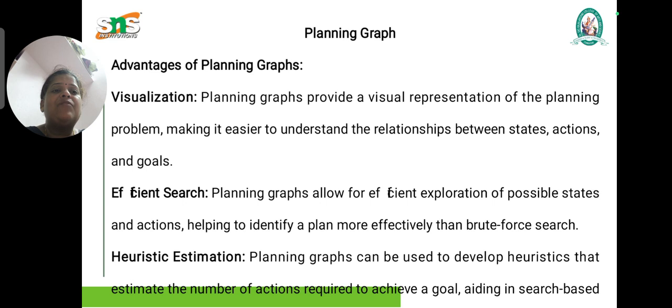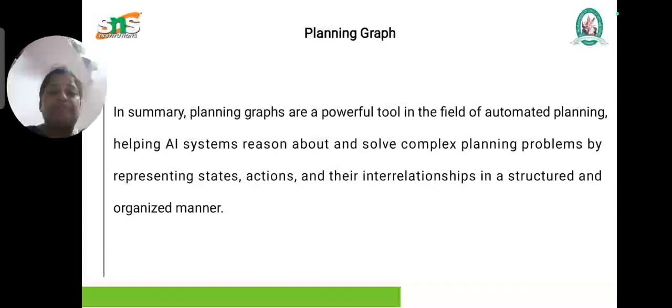A third advantage of the planning graph, heuristic estimation. Planning graphs can be used to develop heuristics that estimate the number of actions required to achieve a goal, aiding in search. Finally, summary of the planning graph: it is a powerful tool in the field of automated planning, helping AI systems reason about and solve complex planning problems by representing states, actions, and their interrelationships in a structured and organized manner.